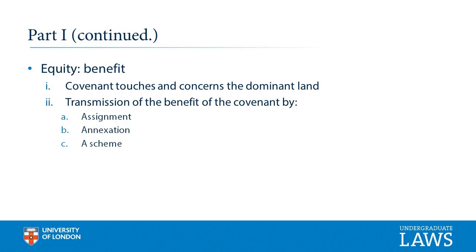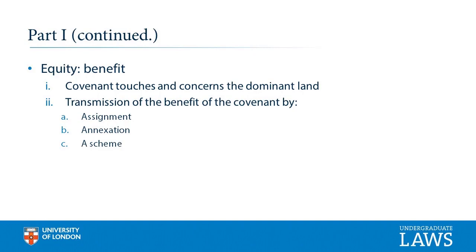The second condition for the application of Section 78 is that the dominant land must be ascertainable from the instrument which contains the covenant. And the third condition for the application of Section 78 is that the parties have not excluded that provision, because it's clear from Crest and Nicholson that covenanting parties are free to exclude the operation of that provision if they choose to do so.